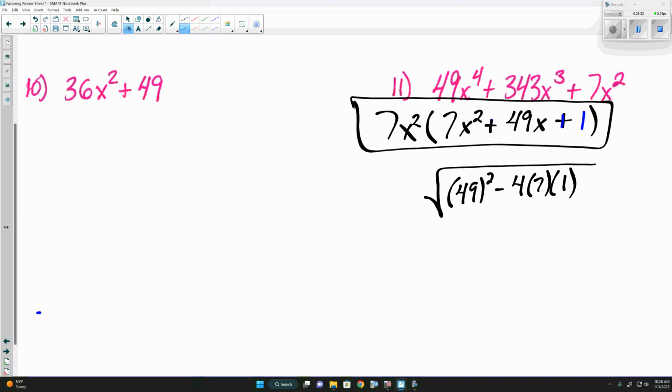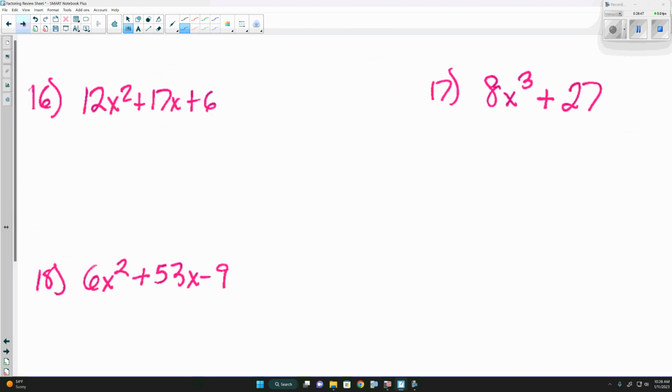Any questions on this here? Yep. We good with 10 and 11, 8 and 9? Yes? Questions on 16, 17, or 18? Questions on 16 through 18?